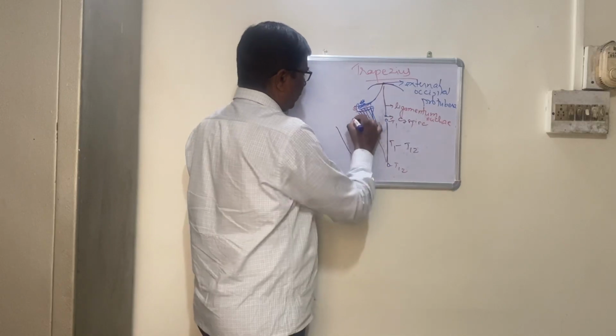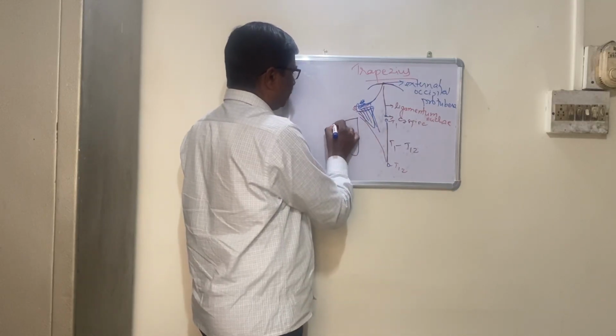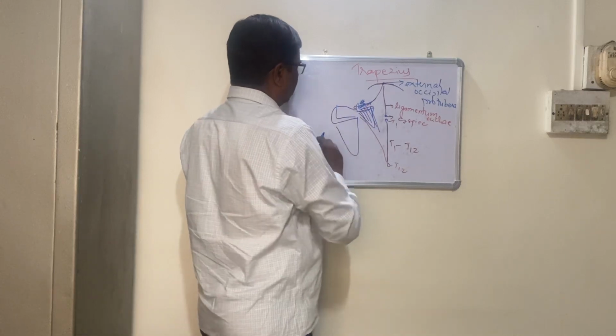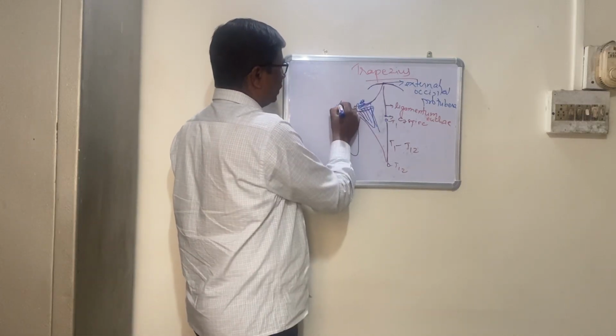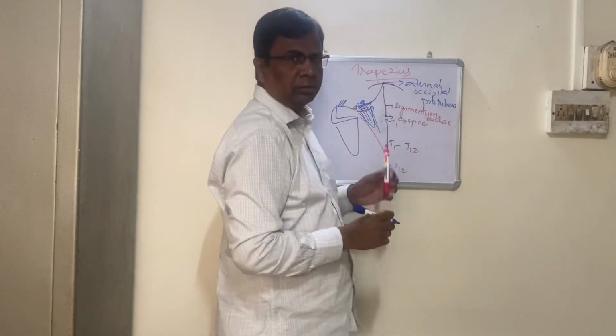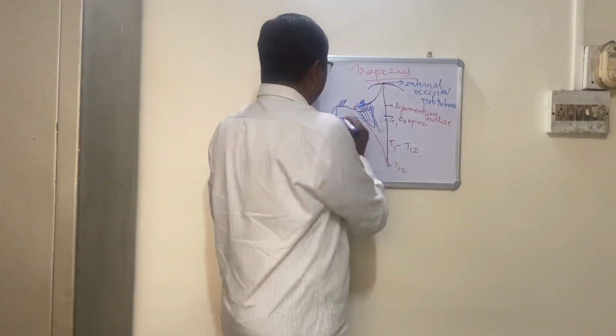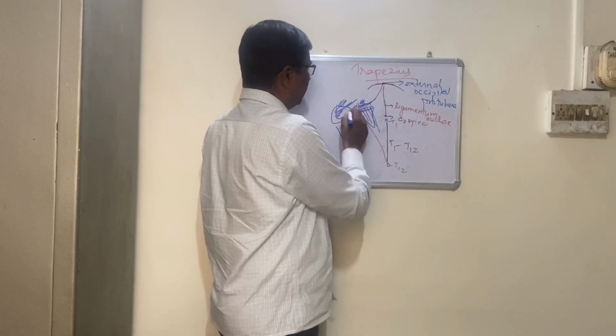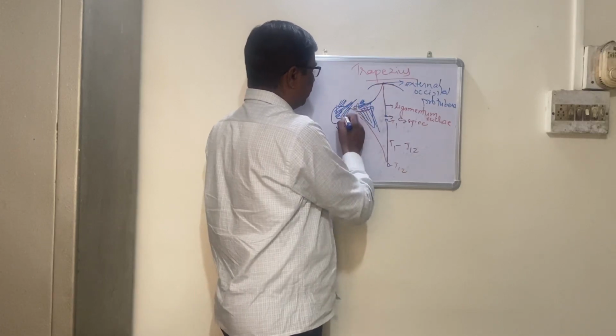If this is the scapula, this is the spine of the scapula, and this is the clavicle. You will have these upper fibers which are inserted on the posterior border of the lateral 1/3 of the clavicle. The middle fibers are inserted into the medial border of the acromion, and the other fibers are inserted into the upper lip.